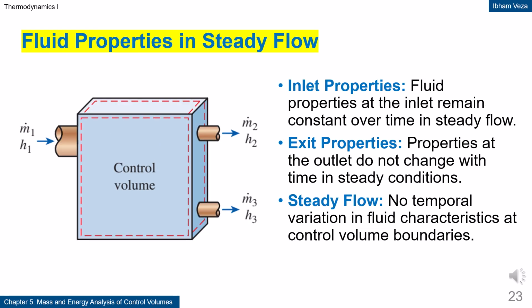Fluid properties in steady flow. Under steady flow conditions, fluid properties at the inlet do not change with time. The same also applies to the properties at the outlet. This means temperature, pressure, and velocity remain constant at each boundary point. This condition greatly simplifies engineering calculations. Without this assumption, the analysis would become much more complicated.